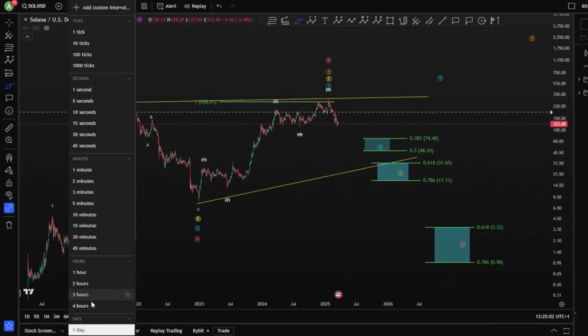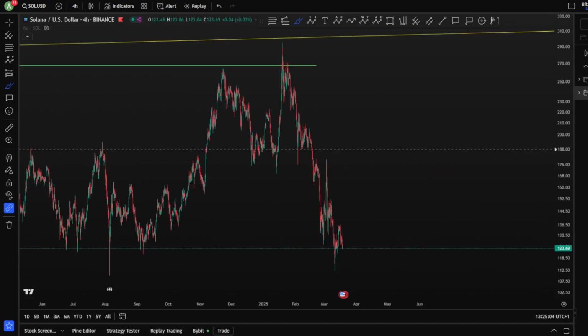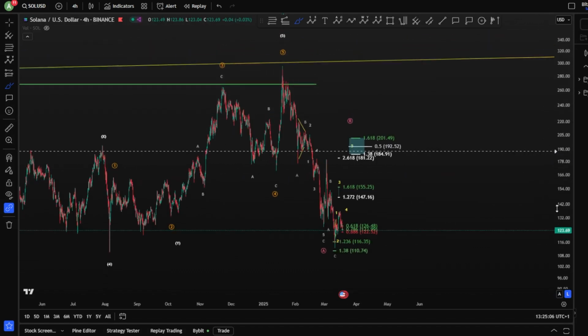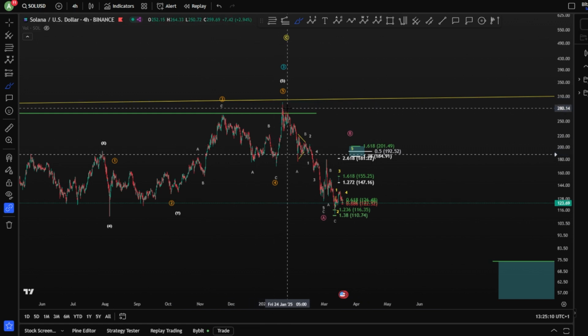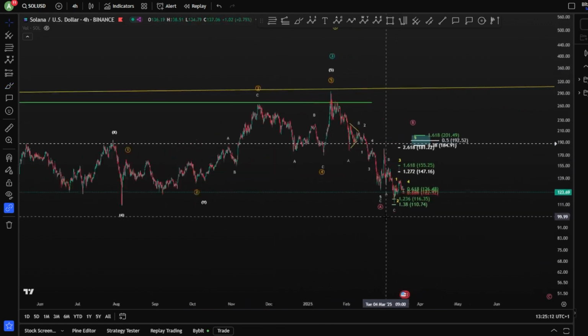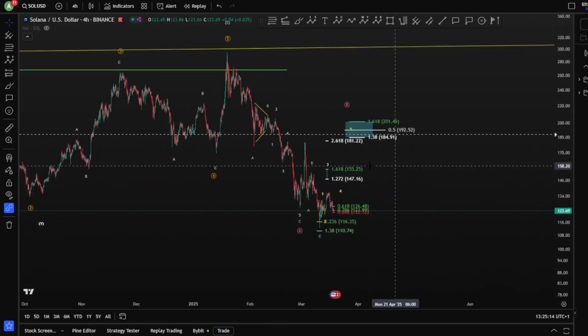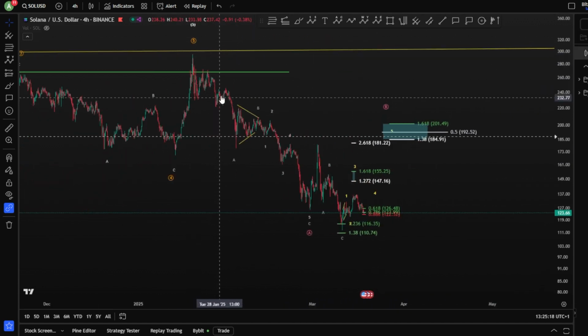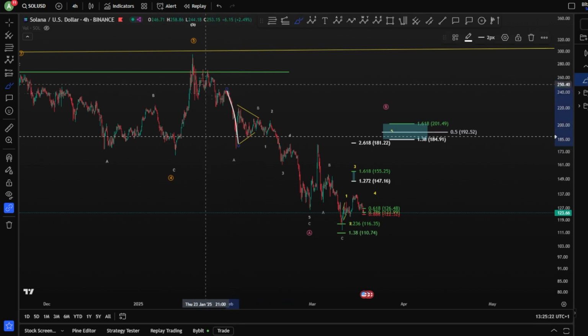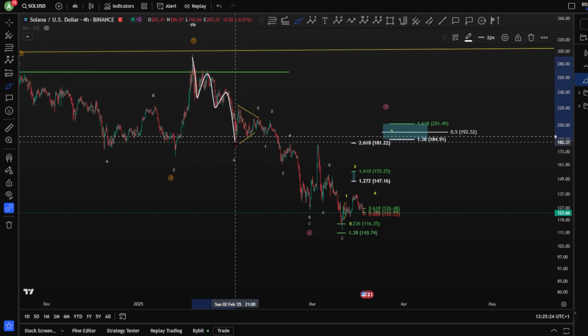On the 4-hour chart, let's see what we have. On the 4-hour chart, we were looking for this move toward the downside. And we saw a potential ABC here that might be unfolding, right? Where we have potentially here a 3 waves down correction and then a 3 waves impulse here. So A, B, and a C.